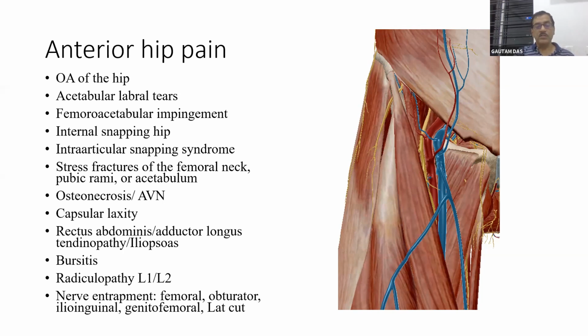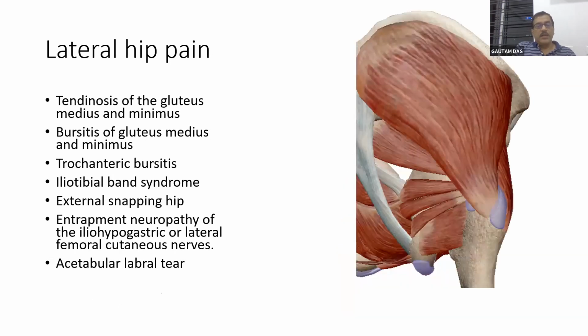The femoral and obturator nerves are less common, and the lateral cutaneous nerve mostly causes lateral hip pain. So this is your anterior hip pain. Then your lateral hip pain: the tendinopathies, particularly of the gluteus minimus and medius tendons, which are attached over the greater trochanter, and the associated bursitis are the most important cause of lateral hip pain.